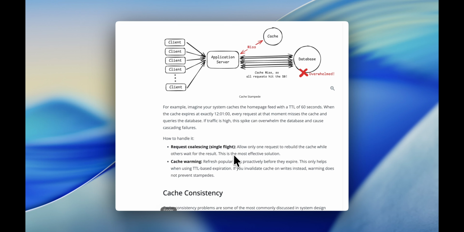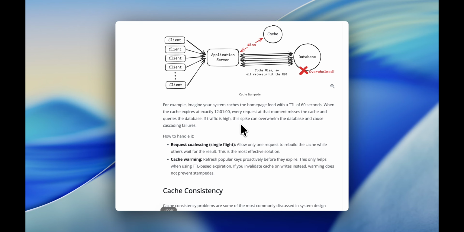This way you can stop the traffic from getting high, and also stop the database from having major cascading failures.